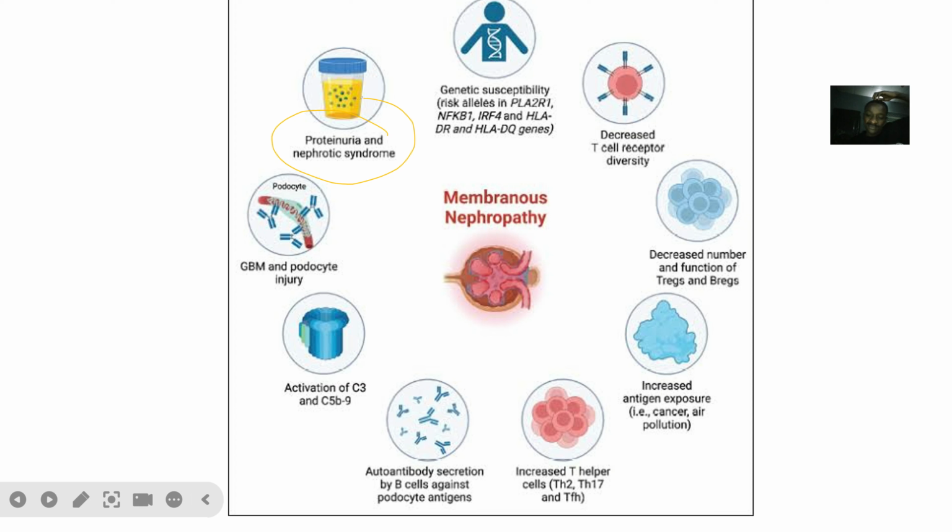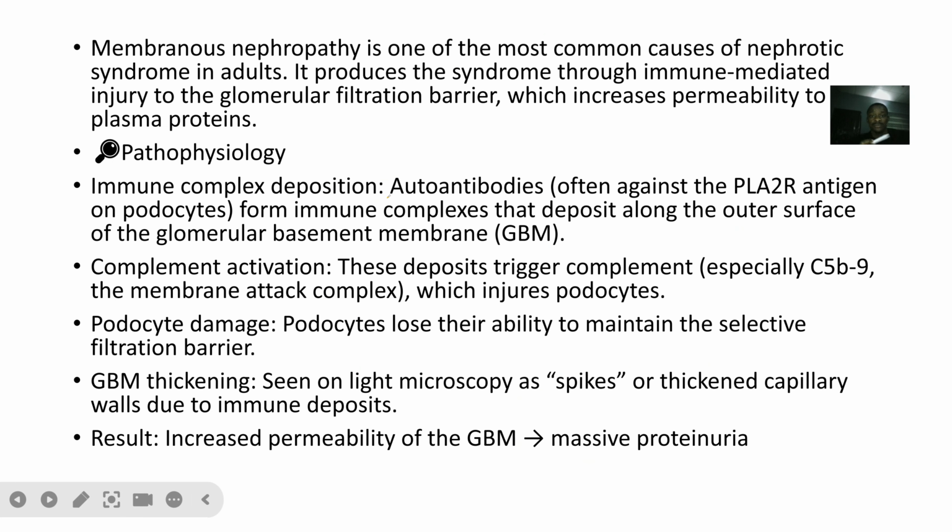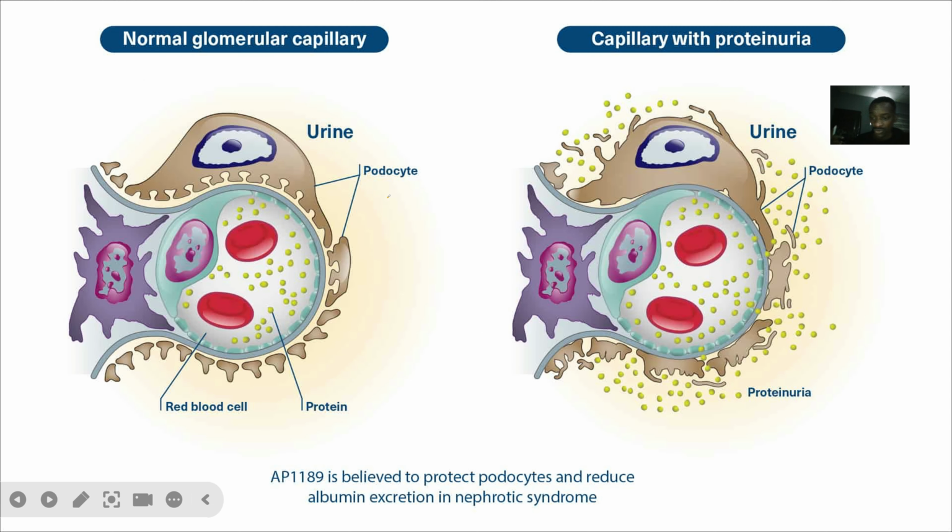Okay, so membranous nephropathy will cause a lot of things, but I'm just trying to link it to this. It's actually one of the most common causes of nephrotic syndrome, but this is in adults. In children, we have minimal change disease, right? So you can pause and observe.